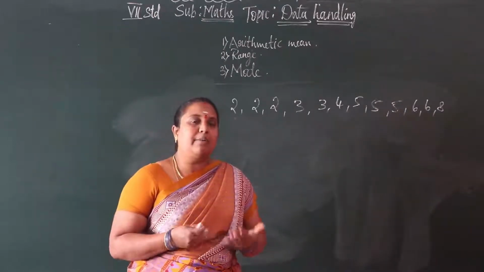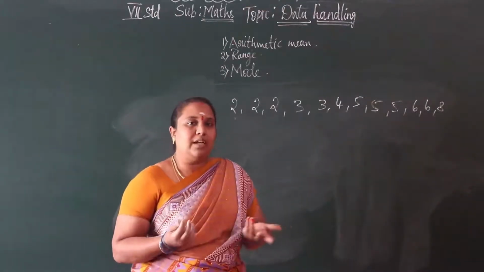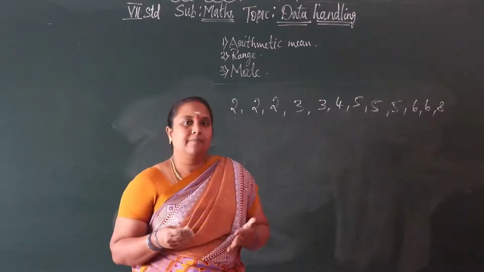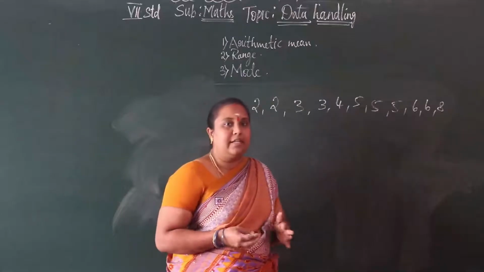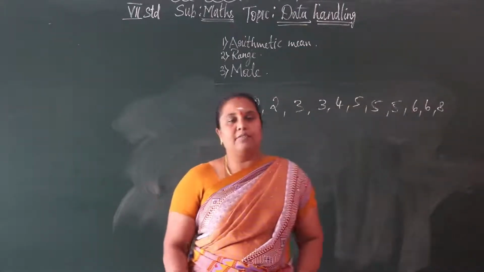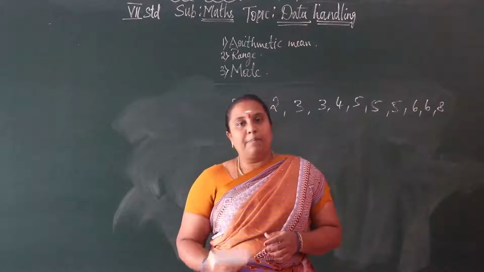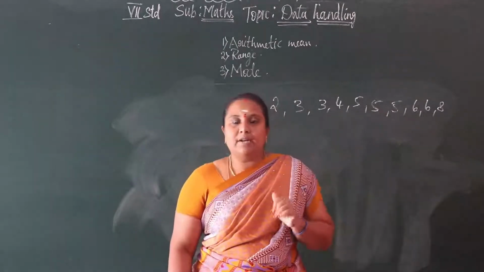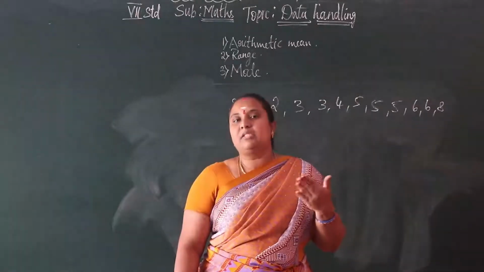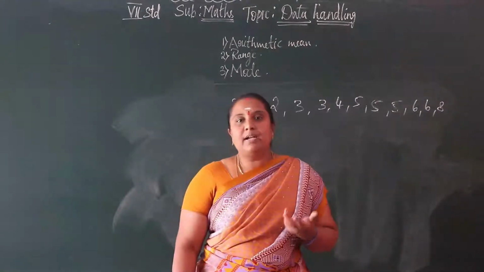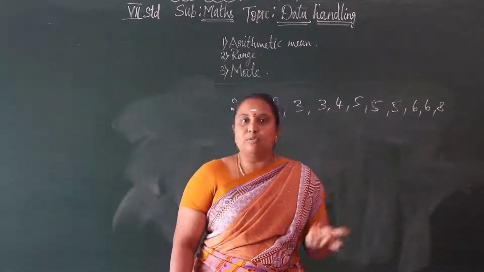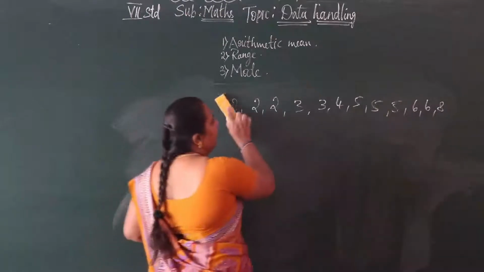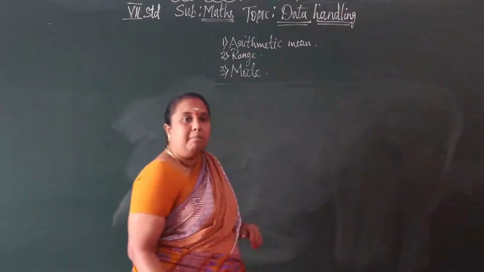If 2 or 3 numbers have the same number of times repeated, then those are the modes of the given data. Okay, understood now? So now you understood how to write the mode of the given data: the number we have repeatedly, more and more times, in the given list. That we can say is the mode of the given data. Next we move on to another topic, median.